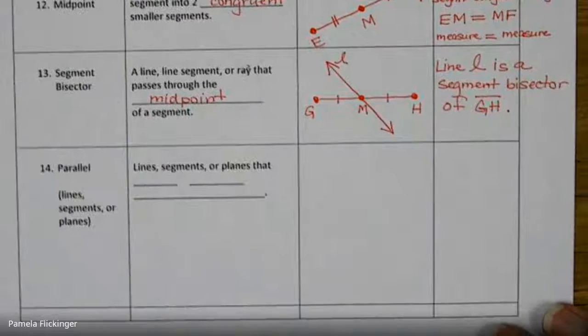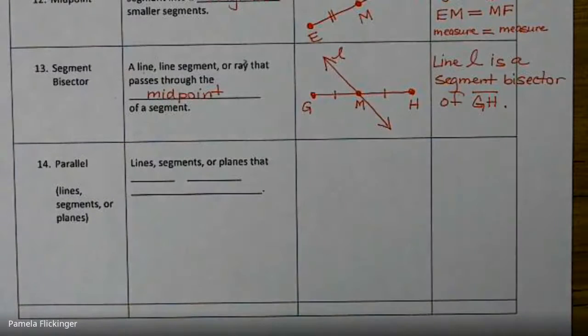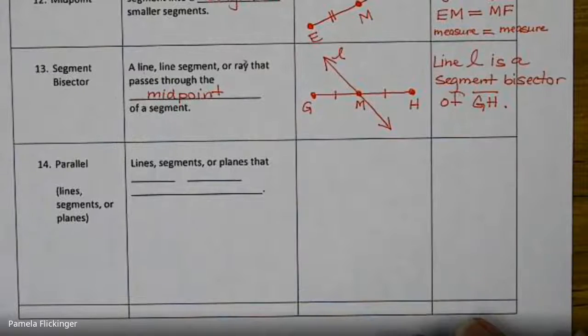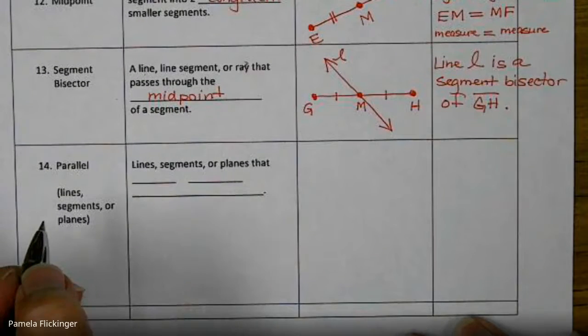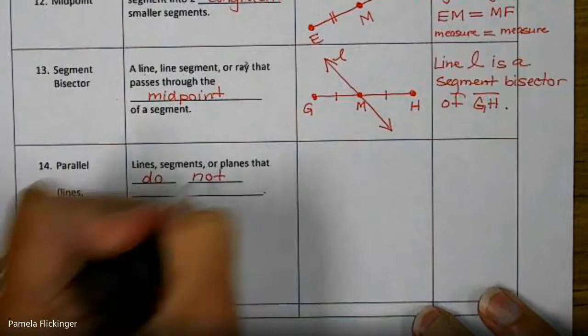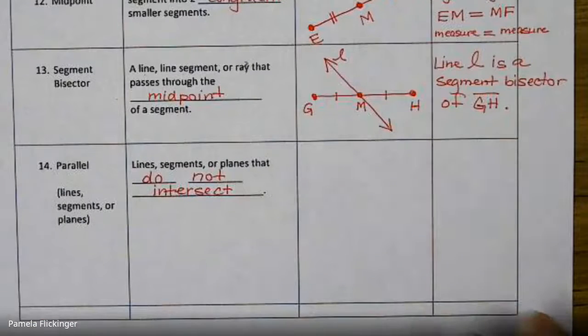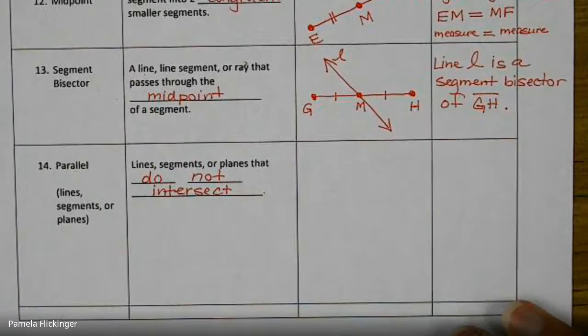And our final vocabulary word today is the word parallel, which hopefully you remember from Algebra 1. In geometry, though, these are lines, segments, or planes that do not intersect. In algebra, we spend a lot of time talking about their slopes and how they have the same slopes. In geometry, the proper definition is that they do not intersect.